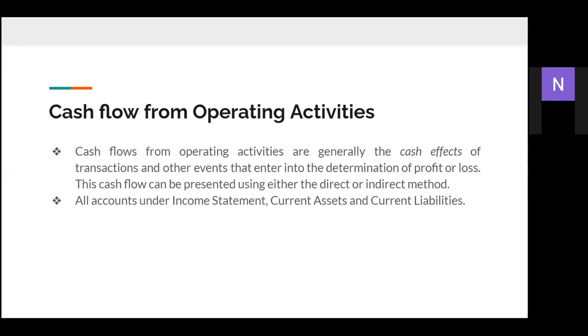Sabi dyan, cash flows from operating activities are generally the cash effects of transactions and other events that enter into the determination of profit or loss. Itong cash flow from operating activities, ito yung merong effect sa profit or loss ng isang company. This cash flow can be presented using either the direct method or the indirect method.